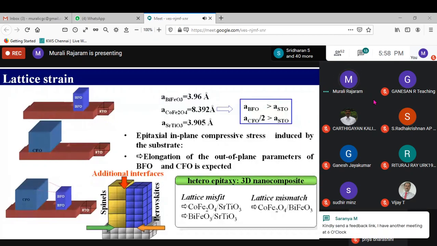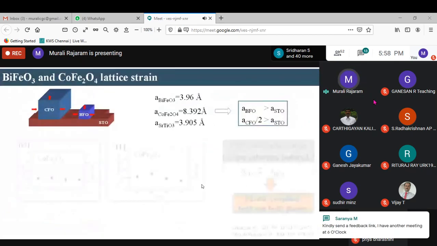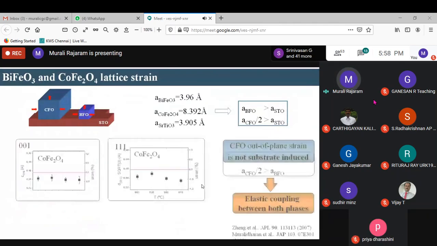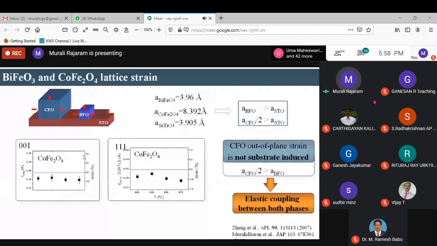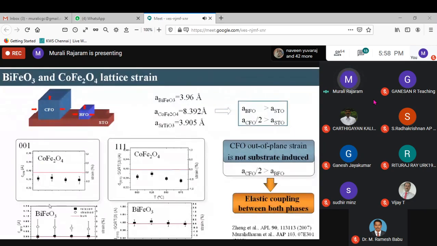So let us put this together. This is the lattice parameter which we measured from our X-ray plots, which I showed before. This is the bulk lattice parameter, and the C-axis, that is out of plane. So you see these are all compressed. On both the 001 and 111 oriented substrates, the cobalt ferrite is compressed. It is not elongated as we expected. On the other hand, if you see the perovskite, it is either relaxed or almost the same as the bulk.